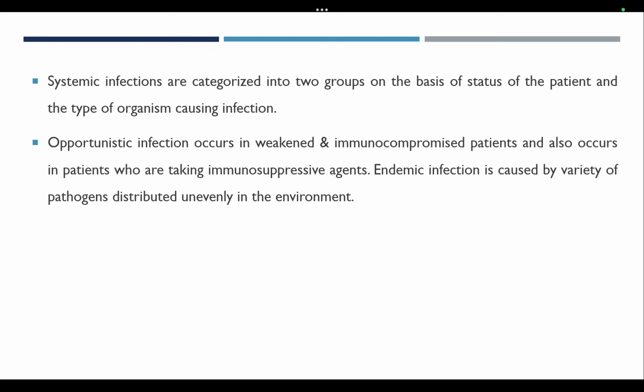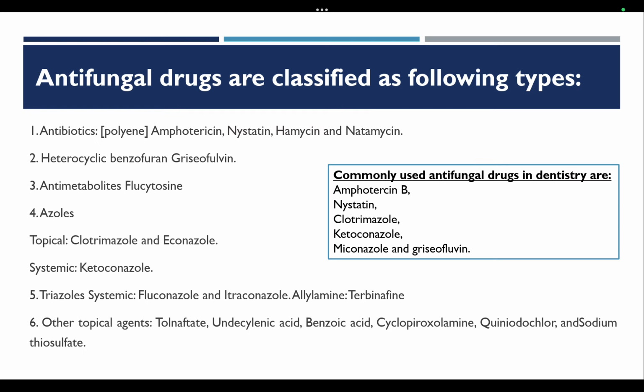Systemic infections are categorized into two groups based on the state of the patient and the type of organism causing the infection. As we know, candidal infection is an opportunistic infection that occurs in weakened and immunocompromised patients. If the patient comes to you with this fungal infection, you have to search for the factors causing this infection.